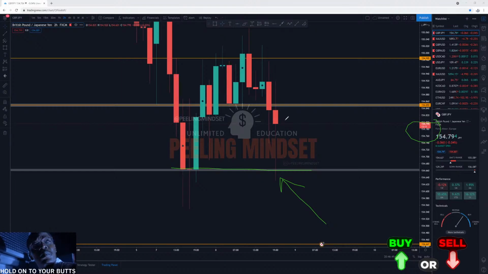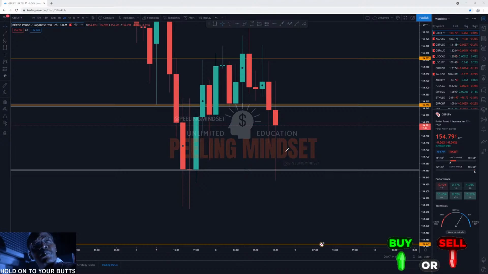It's very important to see if this 2-hour candle in pound yen is going to close below 154.835. If the candles start closing below 154.850, we still have a lot of chance. We have a higher probability of price moving down. Okay, so that's pretty cool, isn't it? That's actually pretty cool.